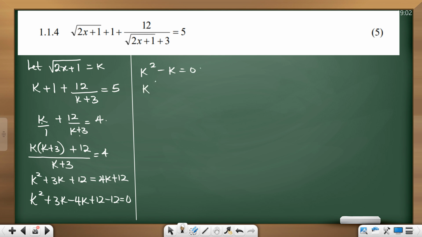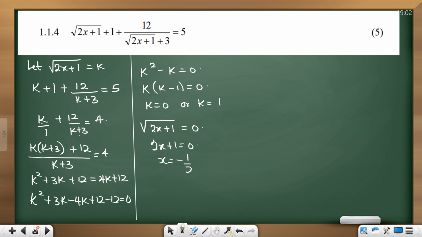What is common? k is common. k times k minus 1 equals 0. k is equal to 0 or k is equal to 1. But I am not interested in that. Guys, what would I do here? If you square both sides, it means 2x plus 1 will be equal to 0. What is x? Negative 1 divided by 2.